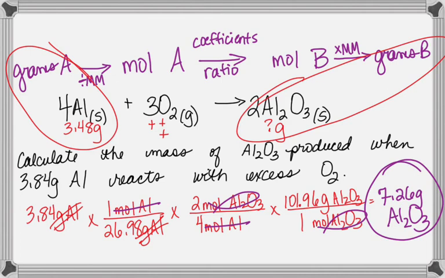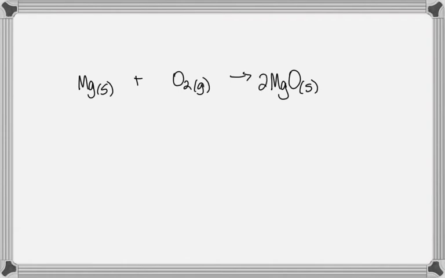Okay, let's do another one. Let's change equations. This time, let's combine magnesium and oxygen. So write the balanced equation for the combination of magnesium and oxygen. Magnesium and oxygen combine to make magnesium oxide, which would be MgO, because magnesium's +2 and oxygen's -2. And then I have to balance that equation. So a 2 on Mg and a 2 on MgO, and it's balanced.